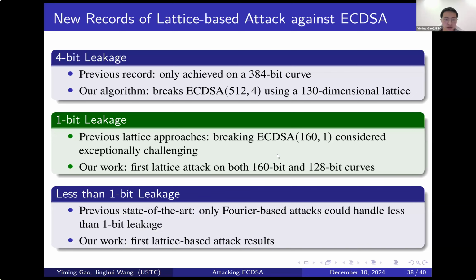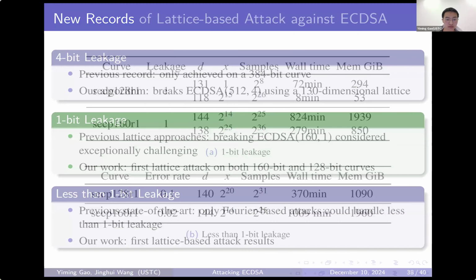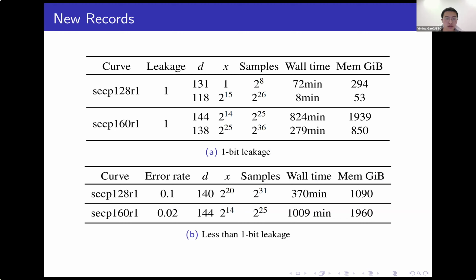For hard instances, we set new records. We break ECDSA 512 for 4-bit leakage. And for 1-bit leakage, breaking ECDSA 161 is considered quite challenging in previous lattice attacks. And for less than 1-bit leakage, only Fourier-based attacks could handle this situation. And our work is the first lattice attack result. Here is the table of our new records.